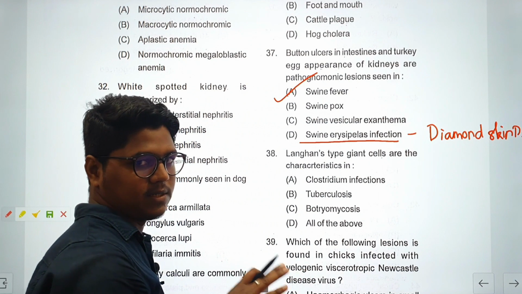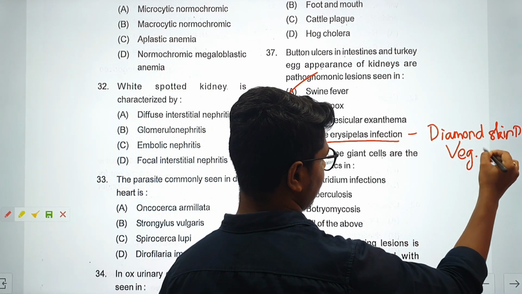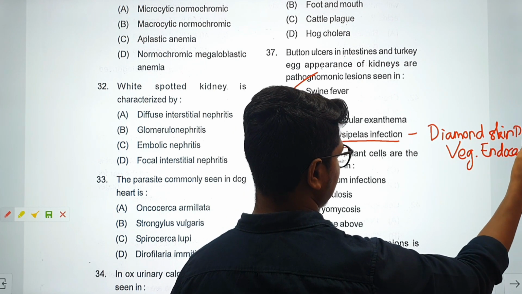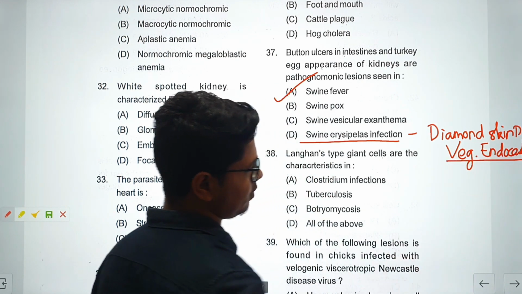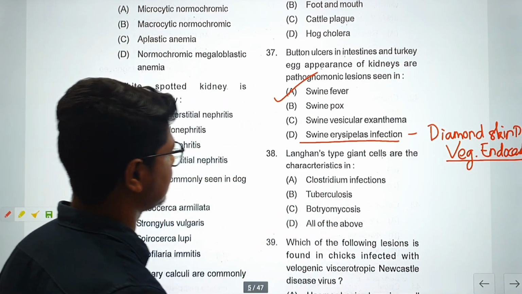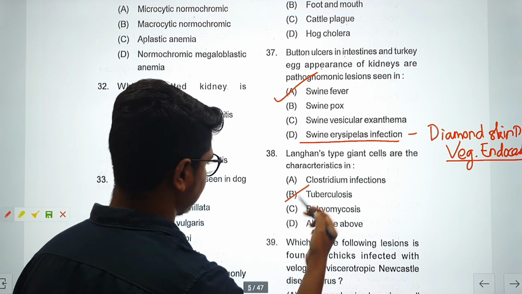And you will find in pathology vegetative endocarditis. If you have been to our college, then you will find a sample in pathology which is vegetative endocarditis. Langhans type of giant cells are the characteristic of tuberculosis.